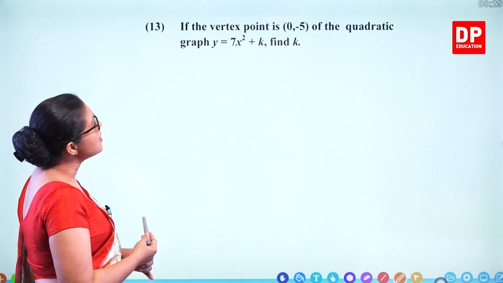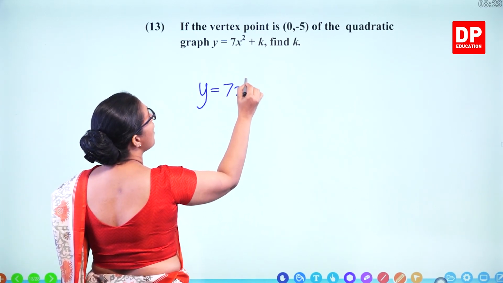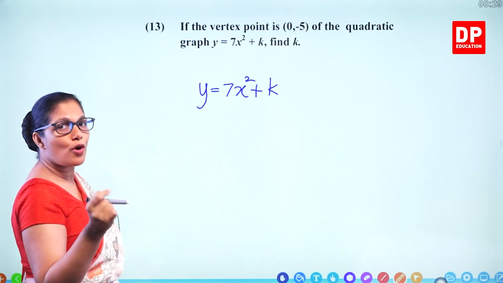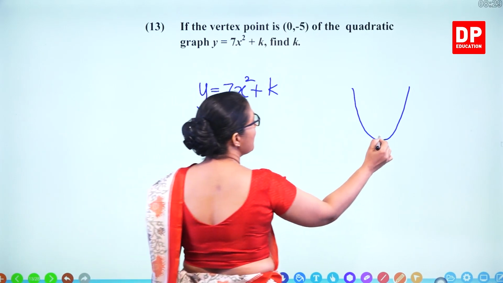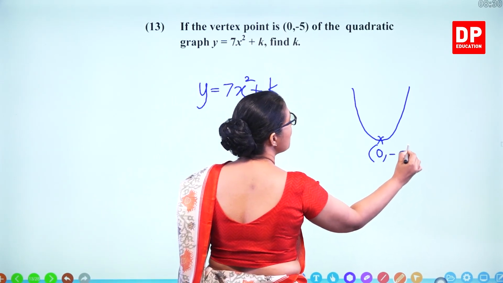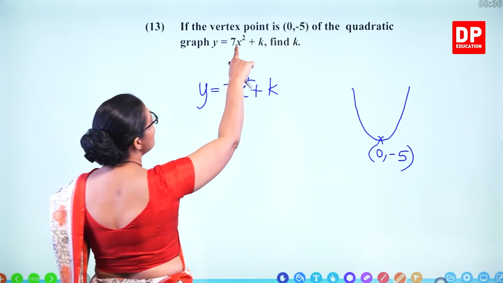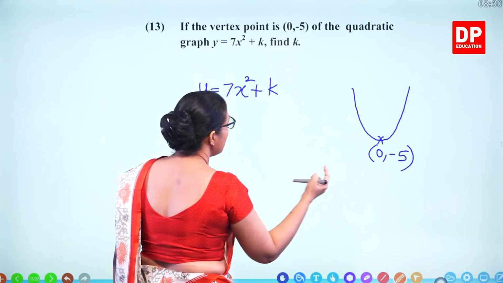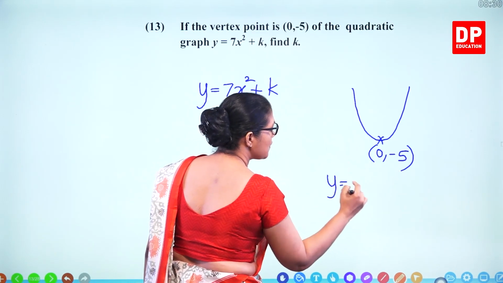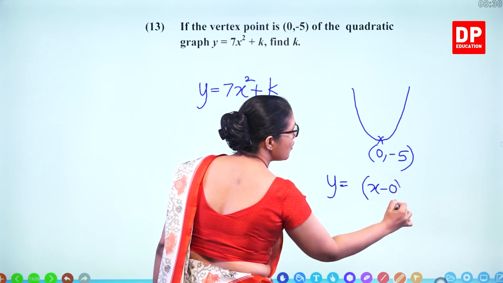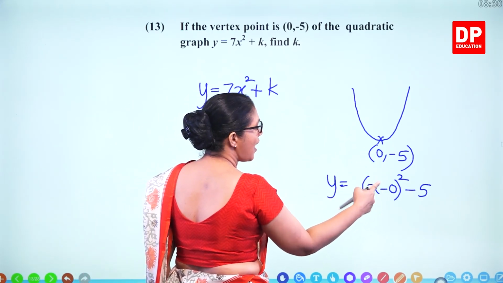Question number 13. The vertex point is (0, minus 5) of the quadratic graph y equals 7x squared plus k. Now here the x squared value is positive, which means you get a parabola shaped curve like this. So the vertex means this point, the minimum point, and it's given as (0, minus 5). You are asked to find the value of k. Now if you write this in completing square method, how can you write it? This should be x minus 0 squared, and minus 5 should be there. If the vertex is given, this is how you write the equation.